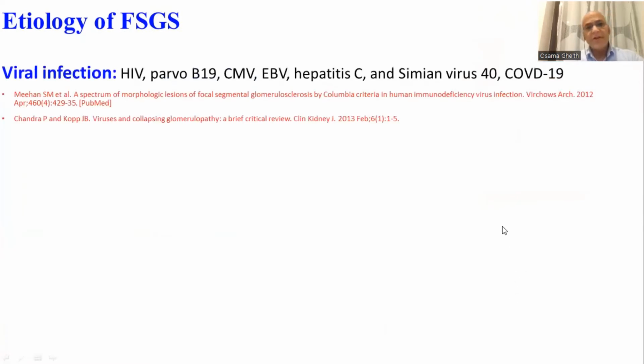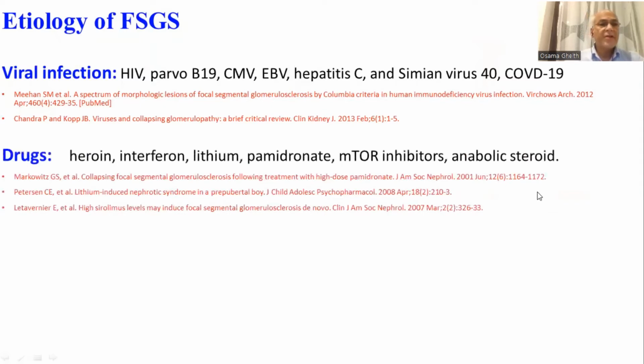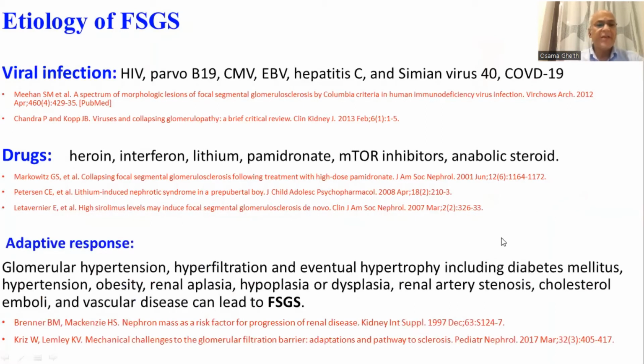Viral infections, especially HIV, parvovirus, CMV, Epstein-Barr virus, hepatitis C, and currently COVID-19, can cause FSGS. Drugs and agents like heroin, interferon, lithium, pamidronate, mTOR inhibitors, and anabolic steroids also can produce FSGS. The adaptive response, adaptation to systemic disease like hypertension, diabetes, obesity, renal dysplasia or hypoplasia, renal artery stenosis, cholesterol emboli, and vascular disease can lead to FSGS.